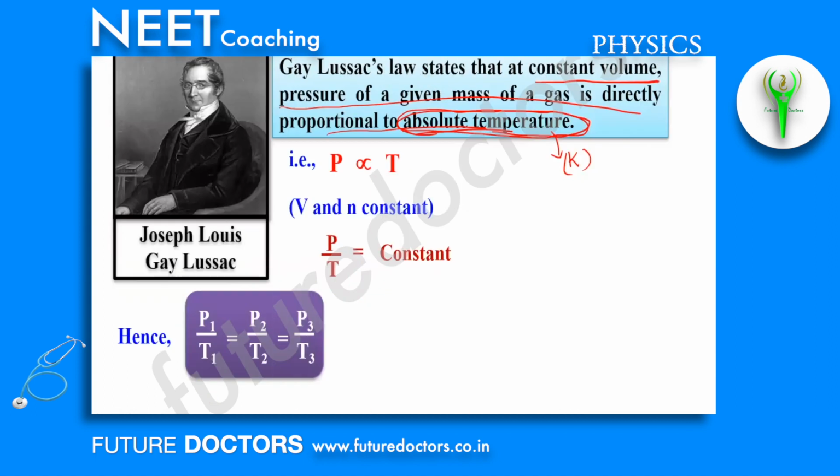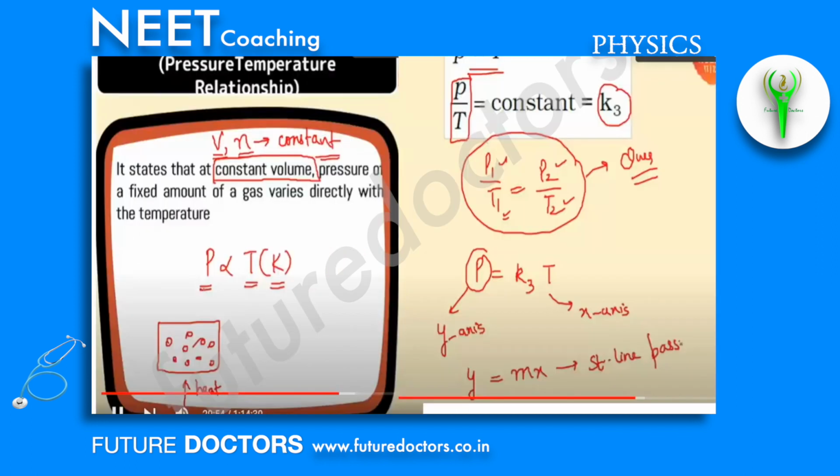So pressure is directly proportional to temperature, or P by T is a constant. So we can write P1 by T1 equal to P2 by T2 equal to P3 by T3. So Gay-Lussac's law states that at constant volume and number of moles, the pressure of a fixed amount of gas is directly proportional to temperature. So when you heat, P by T is constant. So P is directly proportional to T, or P is equal to K3 into T.